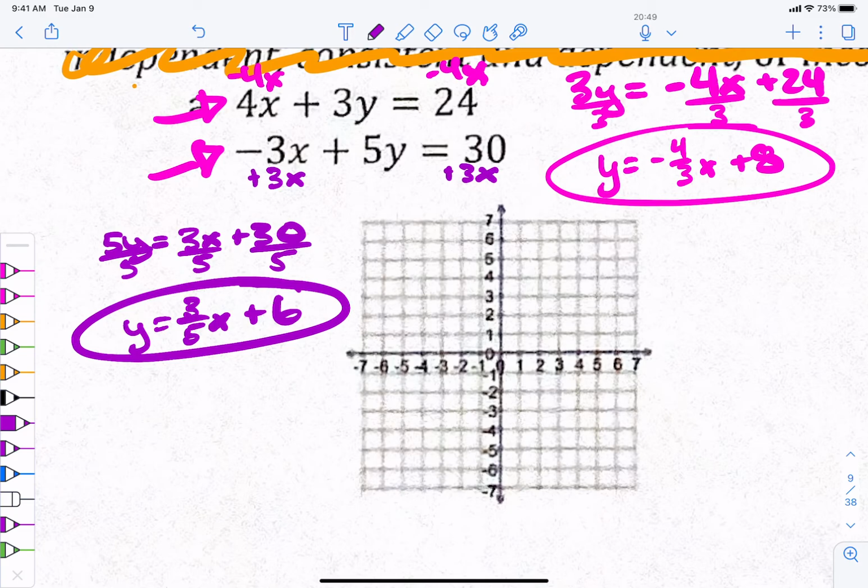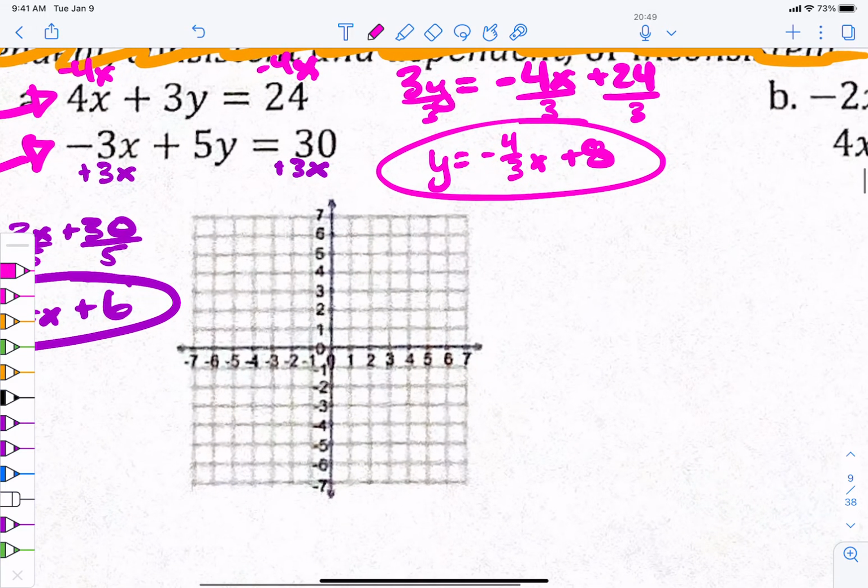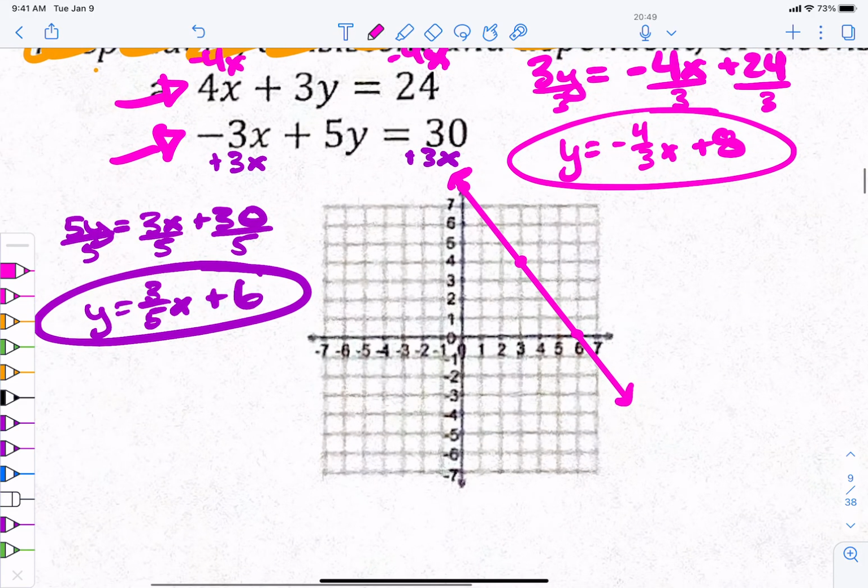All right, let's graph them quick. The pink one, I'm going to start at 8, which is off the graph again, but then down 4. 1, 2, 3, 4, and over 3. And down 4 and over 3, and something of this nature right here. Something like that. Okay. Am I going too fast?